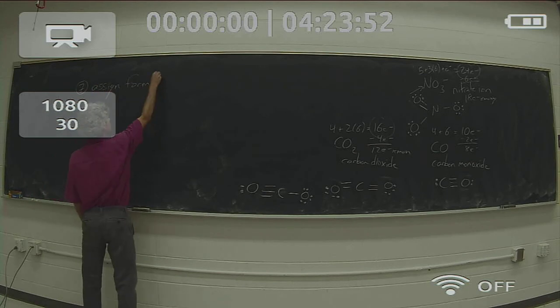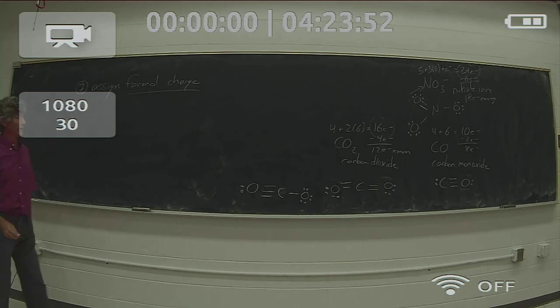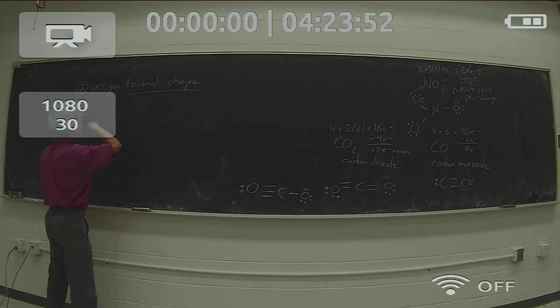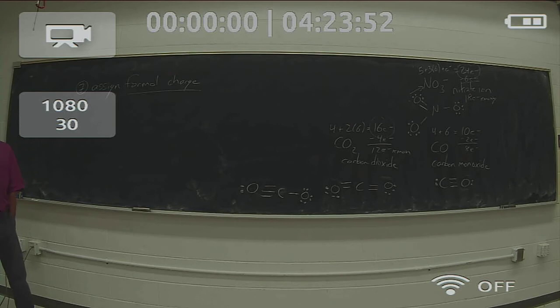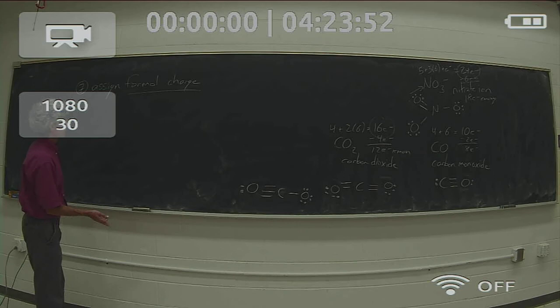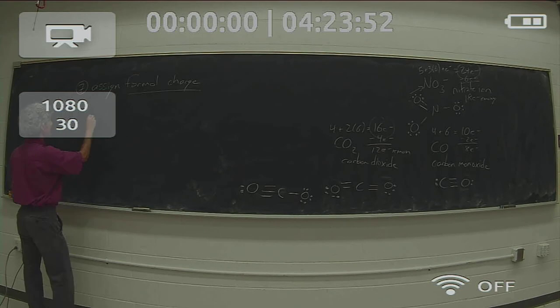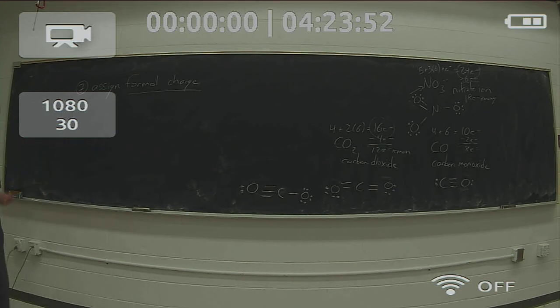One you shouldn't forget, which is to assign formal charge, assuming there is any formal charge. The formal charge is a bookkeeping system that allows us to compare the number of electrons the atom has on it now to the number of electrons that it brought with it as valence electrons. And from that, we're going to subtract the number of valence electrons.